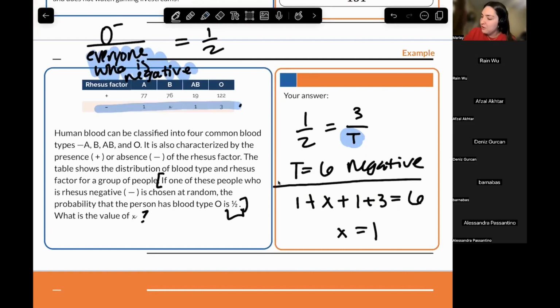We could have, from the beginning, plugged in that T is 1 plus X plus 1 plus 3. I just felt like doing it in 2 separate steps to try and show you guys the proportions a little bit better. But setting it up like this is usually how it's going to go for a lot of these probability problems. So once they say if one of these people is negative, that's usually your denominator. If, given that the person is this, that's your denominator. And then your numerator has to be whatever characteristic it is out of the people that are the denominator.